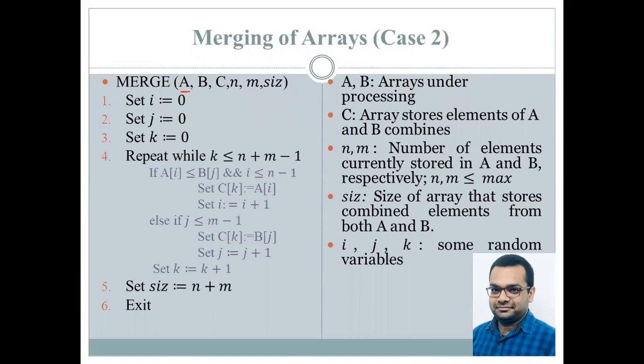So this is our algorithm. We have A and B as the arrays from which we have to merge the values and generate an array C. The size of A is n, the number of elements currently stored in array A. The size of B is m, the number of elements currently stored in B. After the merger of these two, the size of C will become Siz. Now, we begin our program and let's see how this works. I, J, K we have assumed to be some random variables.